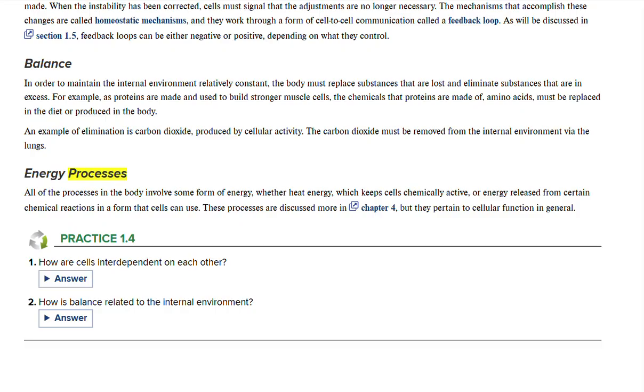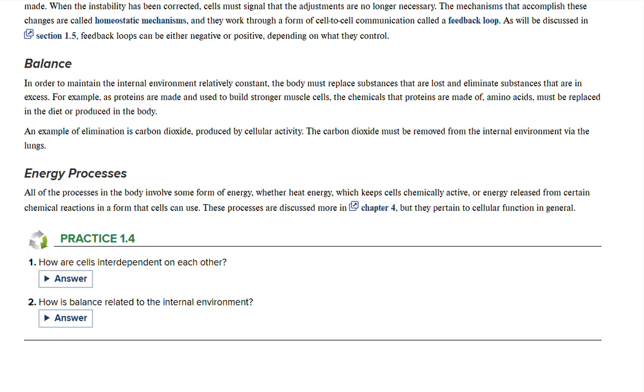Energy processes. All of the processes in the body involve some form of energy, whether heat energy, which keeps cells chemically active, or energy released from certain chemical reactions in a form that cells can use. These processes are discussed more in chapter 4, but they pertain to cellular function in general. Practice 1.4. How are cells interdependent on each other?